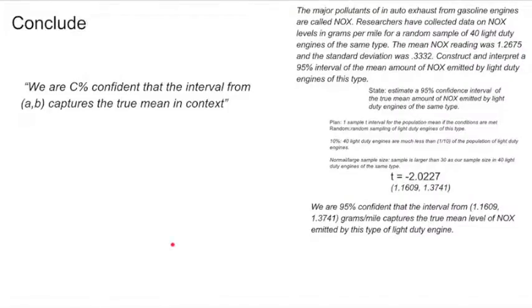So now we can conclude. We're just going to use the same sentence as before: We are C% confident that the interval from A to B captures the true mean in context. So we just plug all of that in, our 95% and everything given here, and our calculated interval. So we are 95% confident that the interval from here to here, grams per mile, captures the true mean level of NOx emitted by this type of light-duty engine. And everything here from state to conclude is necessary to get the full score on your AP exam.